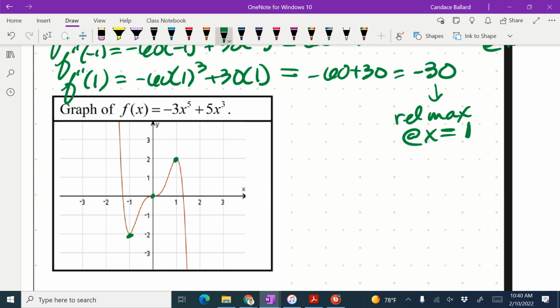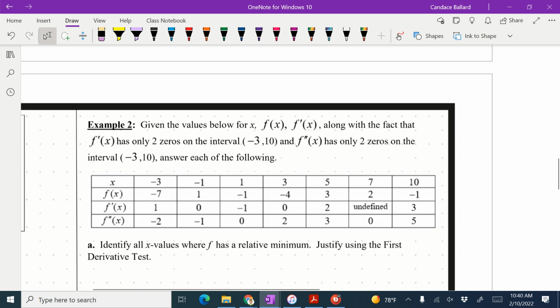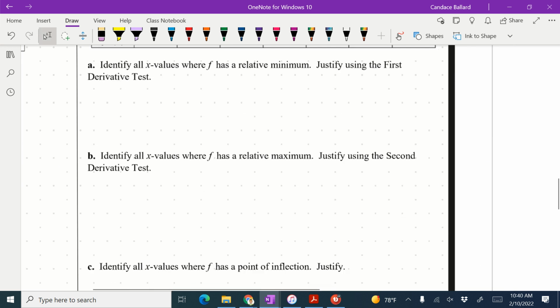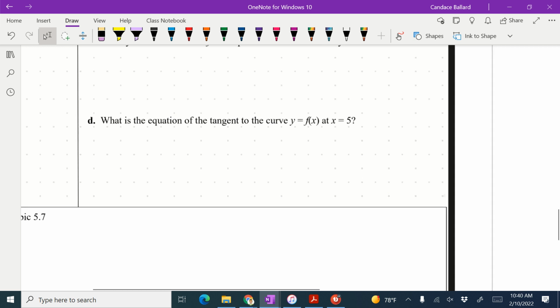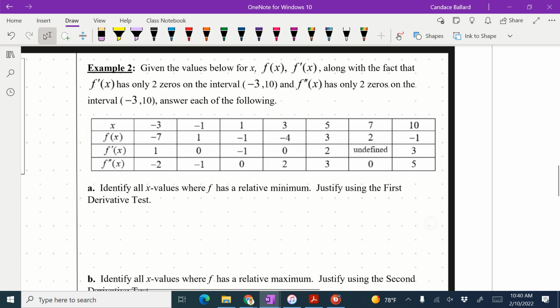All right, we have another one that we're going to work on, a little bit different because it's not an algebraic problem, it is a chart. I want you to read through the entire problem, all 4 parts, so that you've read it all once. I'm going to give you about 2 minutes to do that. So everybody's reading, just reading through example 2.